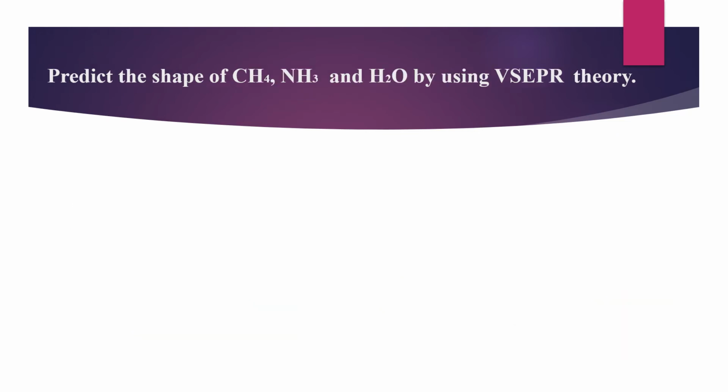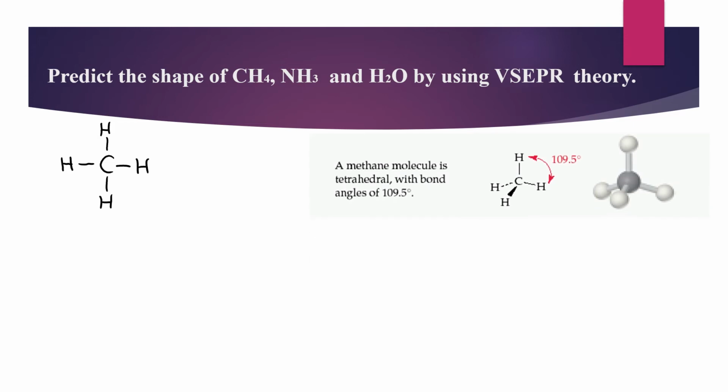Predict the shape of methane, ammonia, and water. So for methane, y'all, it is 1 atom with 4 atoms attached to the center. So if we take a look at our notes, 4 atoms bonded to a central atom with no lone pairs would be considered a tetrahedral shape. Okay, this is the 3D model, and you can also draw it as this as well.